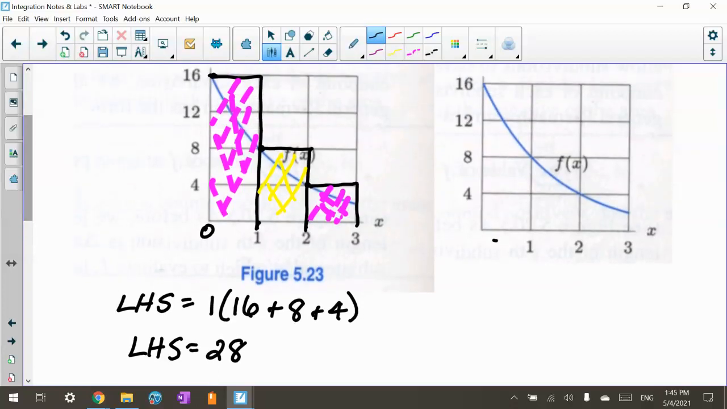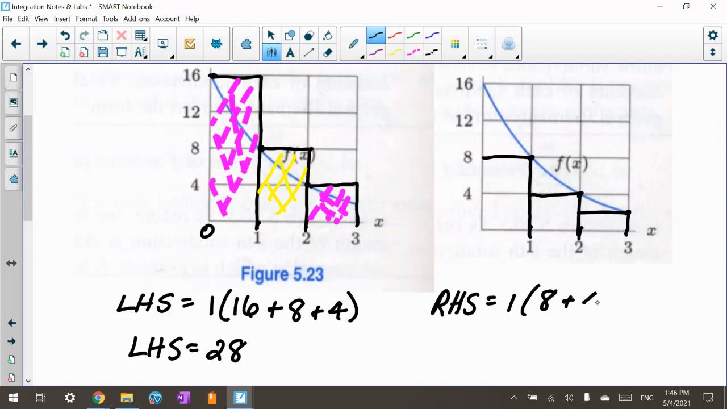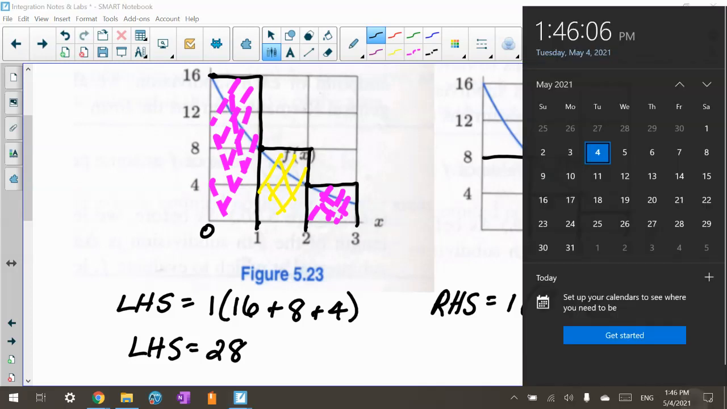Now over here on my right, we're going to do the right-hand sum. So you're going to still use the 1 for the width of the rectangles. I'm going to come over here and start at 1 and come over. See how this is underestimating it? Come over at 2, come over, and at 3, come over. So my right-hand sum, I have a width of 1, and I'm going to multiply by 8 plus 4, and that looks like, let me see this one here.